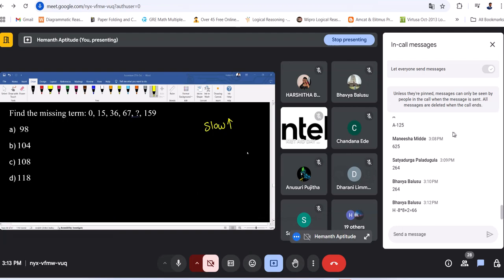Yeah, previous one: square plus 2 square plus 4 square plus 6 square, like that. Perfect. Yes, Satyadurga has given the answer as 108. Okay.